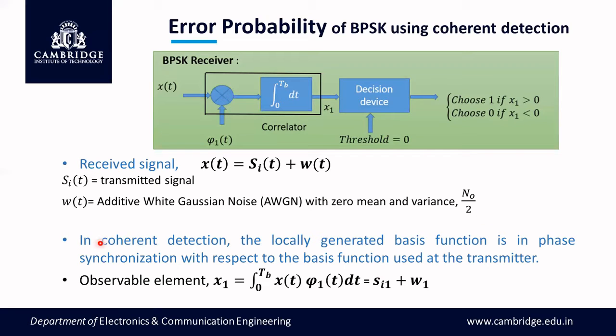Right. Whenever I say coherent detection, the phi1 of t, the basis function generated at the receiver, that is the locally generated signal, should be in phase coherence or in phase synchronization with the transmitter. So the basis function used at the transmitter and the basis function generated at the receiver, both should be in phase synchronization, right? So this correlator operation is expressed as an equation here. So x of t is multiplied with phi1 of t and integrated to get x1. This x1 has two components, a signal component and a noise component, si1 plus w1. This subscript 1 comes from this phi1.